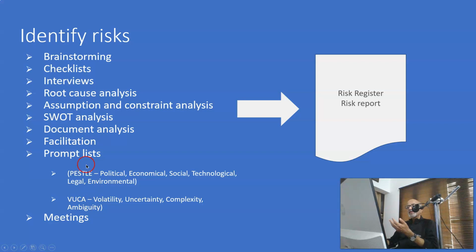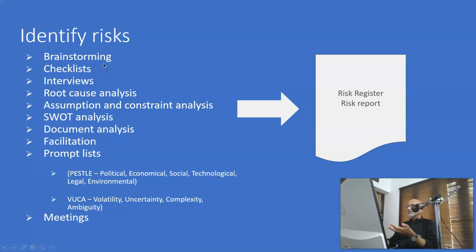Then we have other types of prompt lists also. Another list is VUCA. VUCA stands for volatility, uncertainty, complexity, and ambiguity. These are example prompt lists. Each project or organization can have their own prompt list as well. Then meetings are a tool for identifying risk.